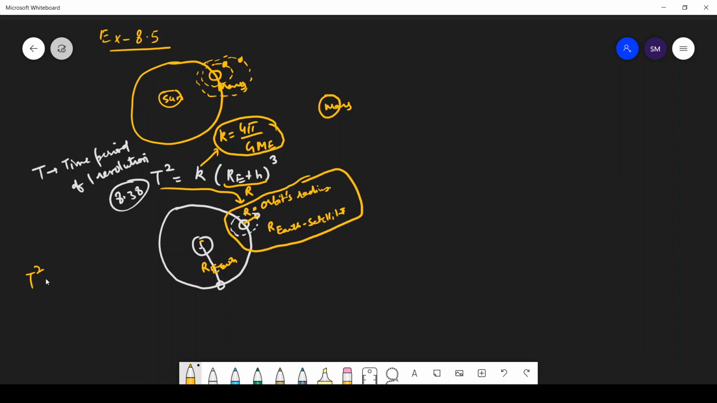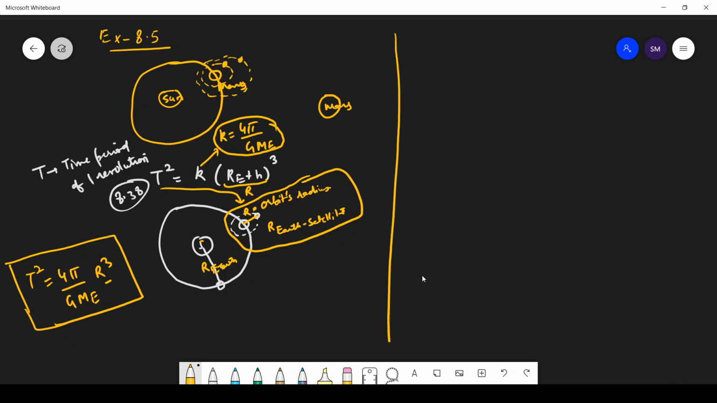So T square is equal to, what is the value of K? 4 pi upon GME into R cube. R cube is the orbit's radius, RE plus H. So that's the formula. So here we have mass of Earth, gravitational constant, and this is orbit's radius. So mass of the satellite is nowhere here. I hope this formula is clear to everyone.